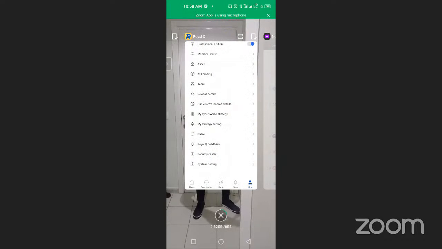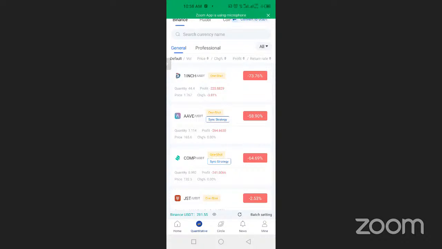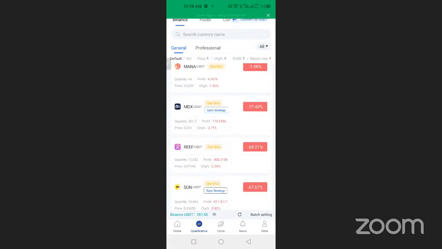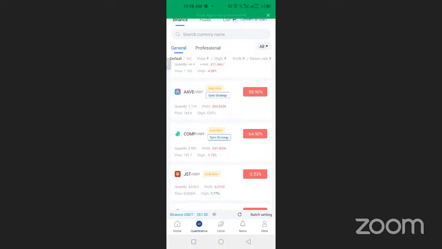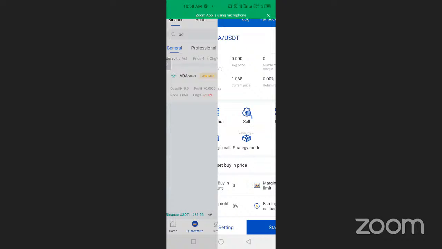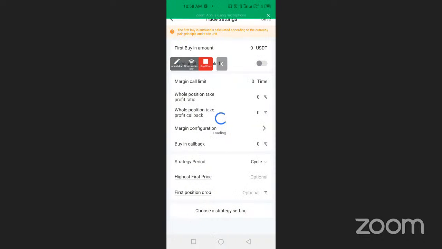When a signal is like this, you go to Royal Q. We are going to ADA. You type here in the search bar, ADA. Okay, it will open. Now, when it opens like this, you click on the trading setting.